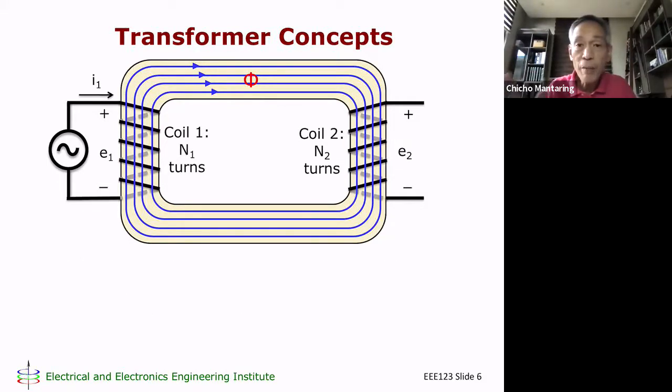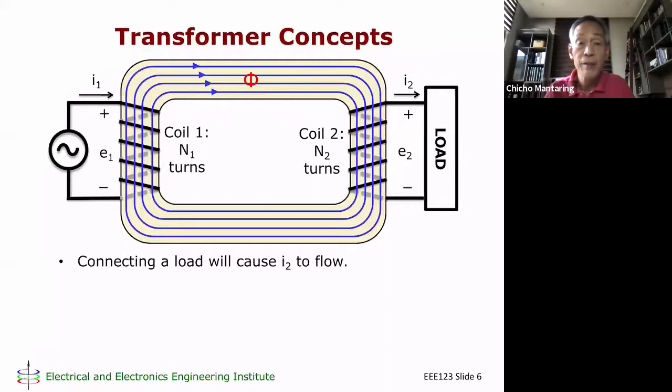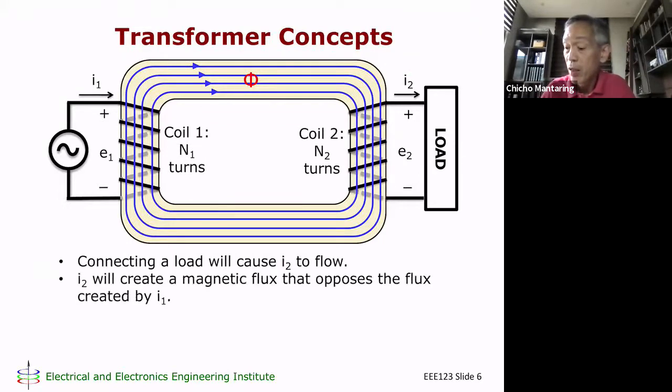Okay, so going back to this particular setup, what will happen now if I connect a load to coil 2? Dati-dati, open circuit to. Walang current na magfo-flow sa coil 2. But because I connected a load there, expect a current I2 to flow. Okay, ang mangyayari, I2 will create a magnetic flux that opposes the flux created by I1.